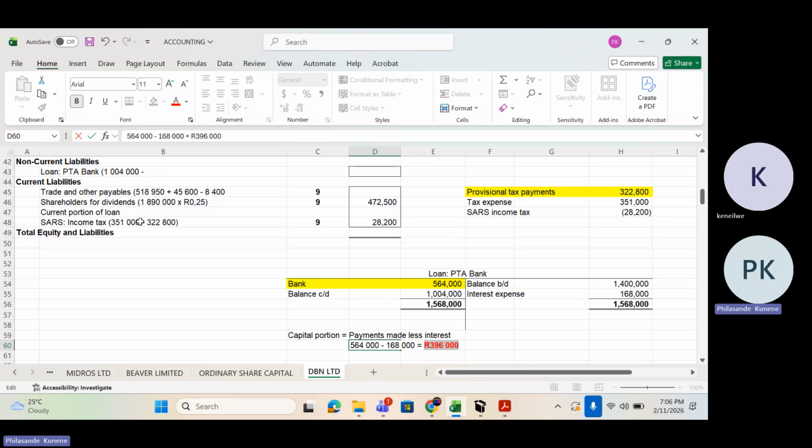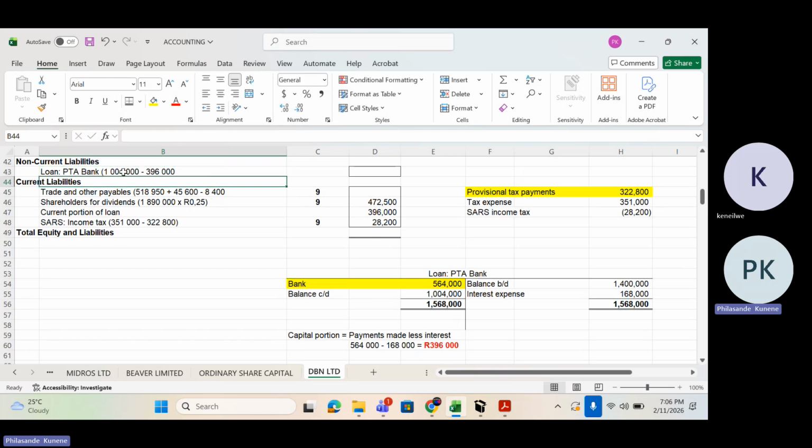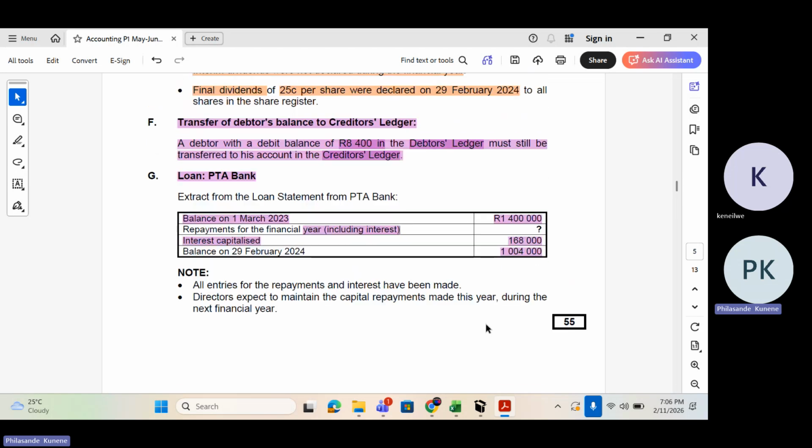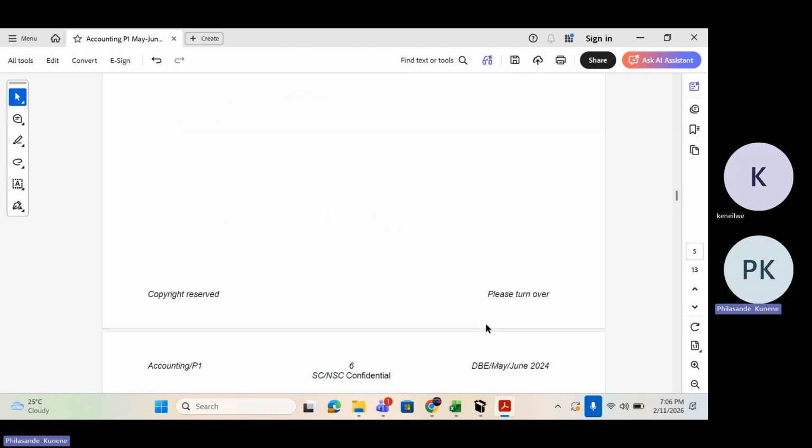So what am I going to do now? My current portion of loan is going to be 396,000 rands, right? And I know that this 396,000 is something that I need to go and subtract from my long-term loan. Can you see that? So now for my long-term loan, I can close it. Then what else am I left with? There's nothing else I'm left with. So I finished all my transactions.